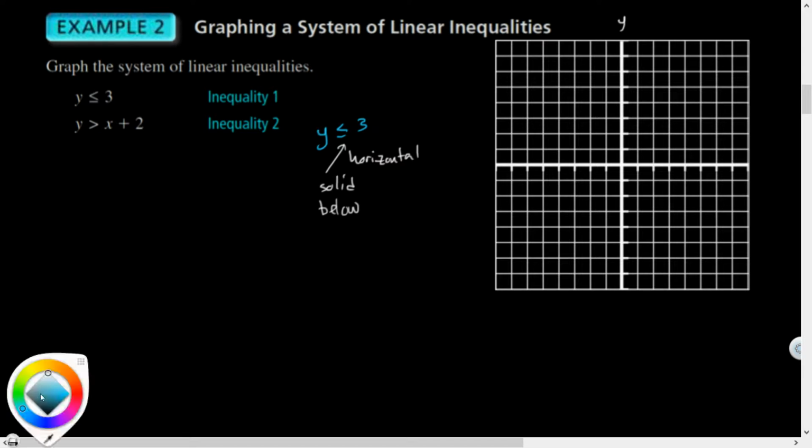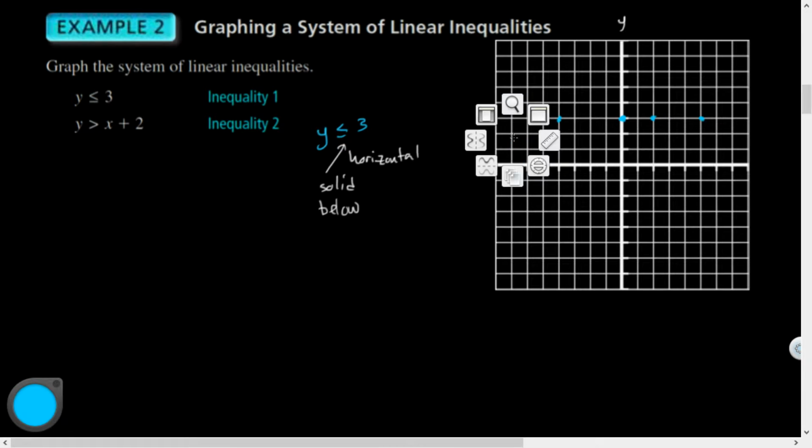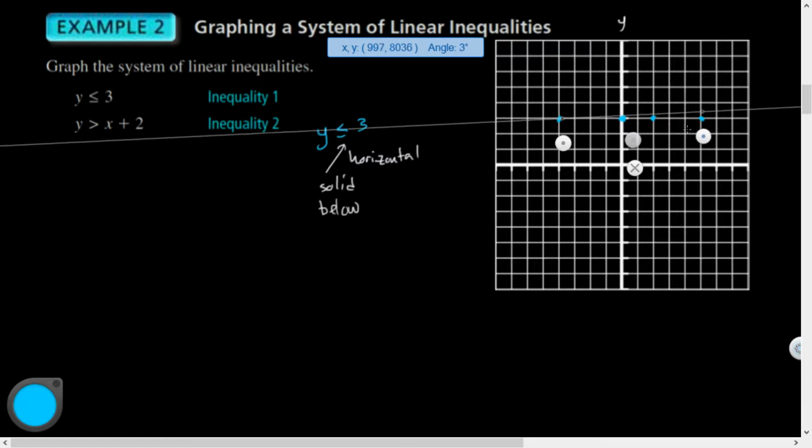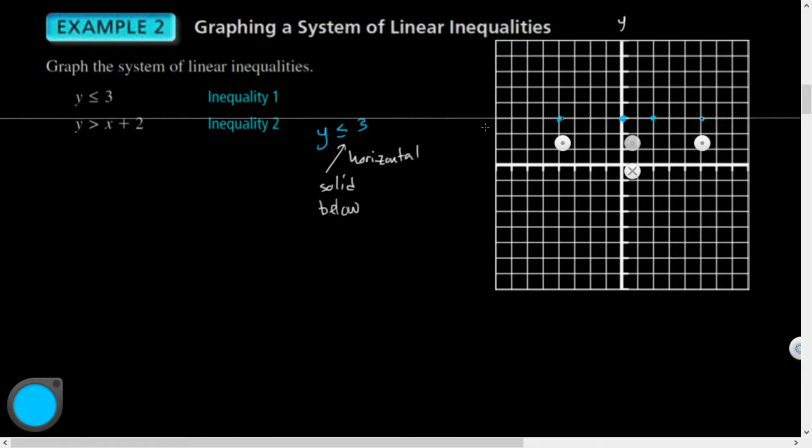All right, so let's graph this. y is less than or equal to 3 would be a horizontal line that passes through 3 on the y-axis. Or you could have just plotted a whole bunch of points that have 3 as their y-coordinates and gone from there. Let's get my line tool here. And it's a solid line, so look at this, this line is solid.